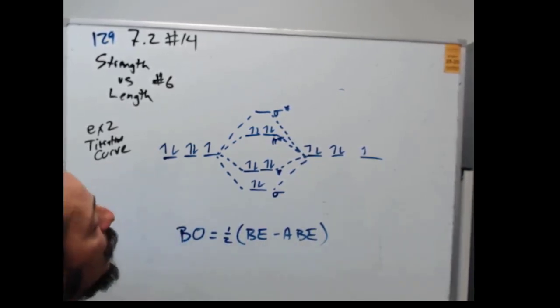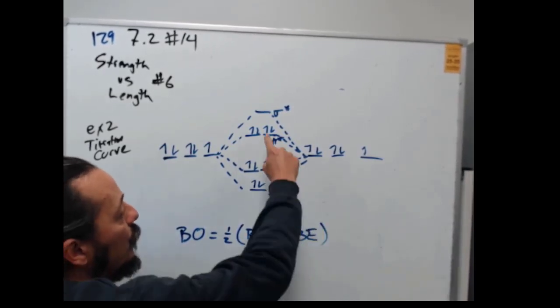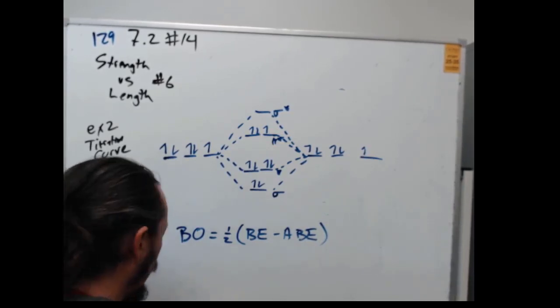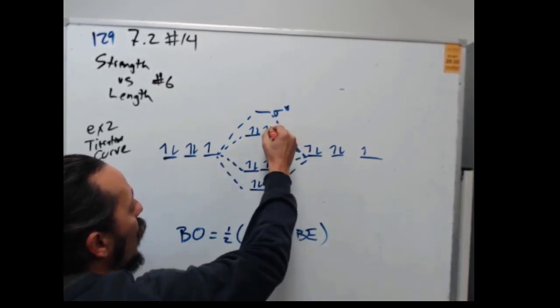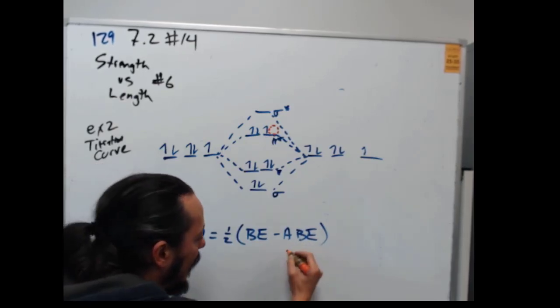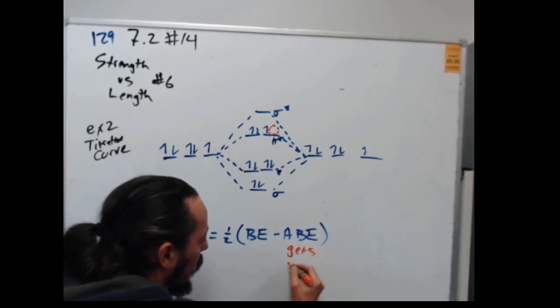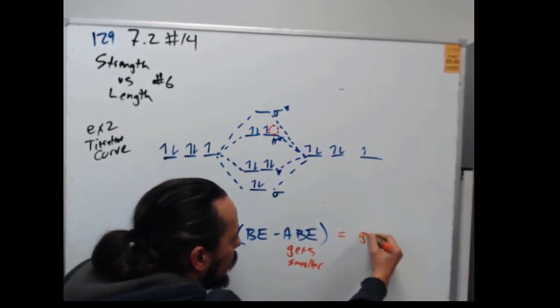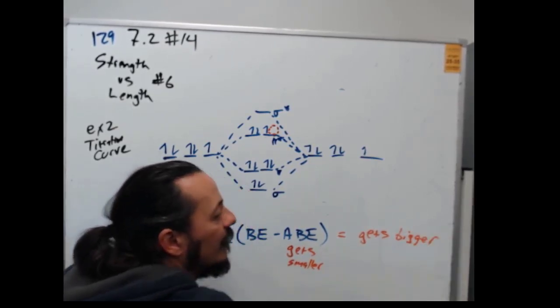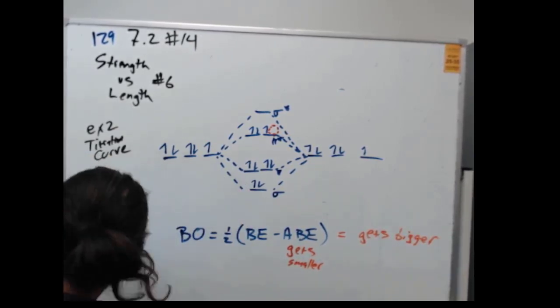Okay. So the problem said specifically, we are removing an electron. So I'm going to erase that electron. So one less anti-bonding. I'm removing 1 anti-bonding electron, which means my subtraction part is getting smaller, which means the bond order would get higher, which means that it would increase strength and decrease length.